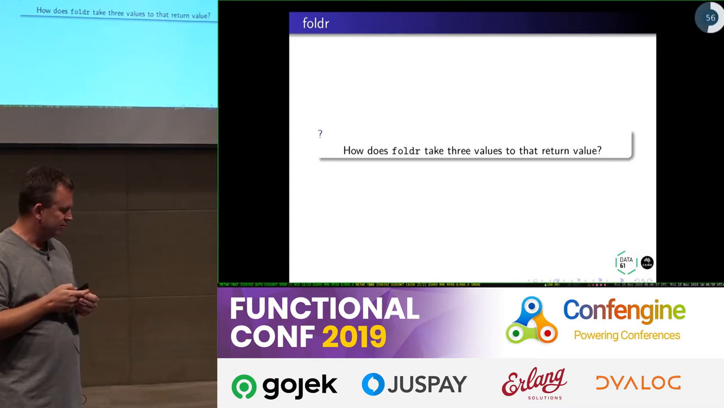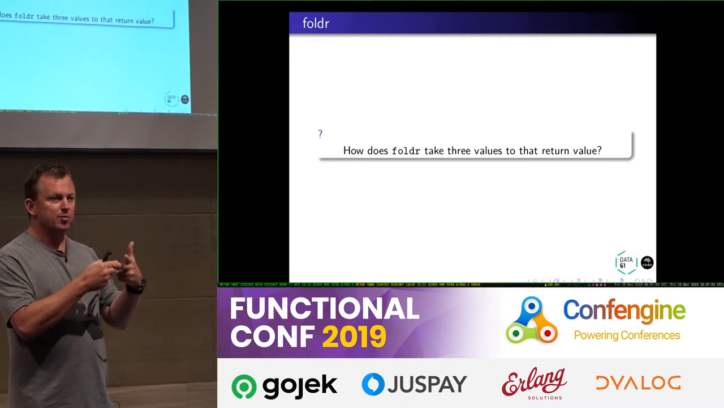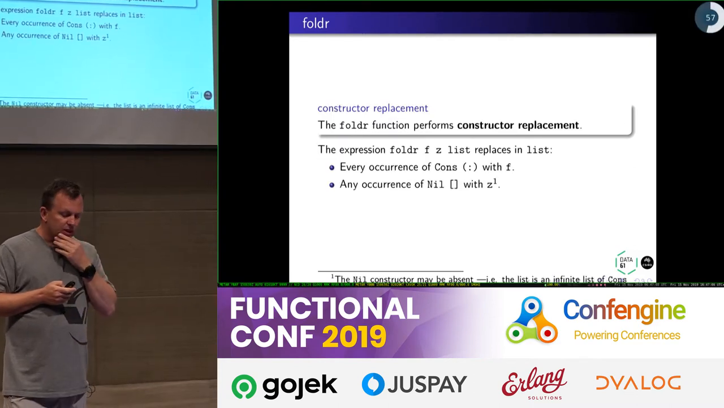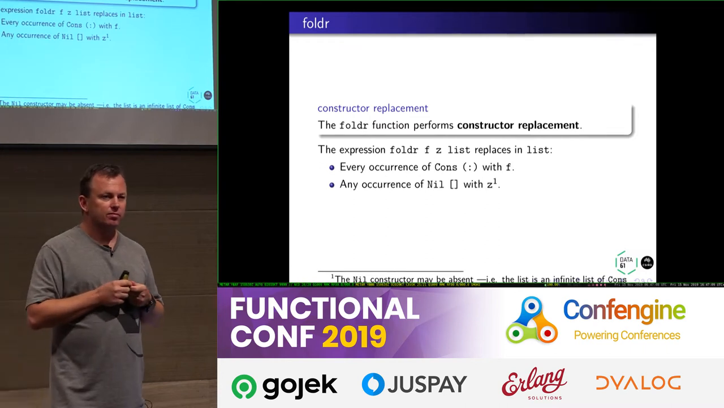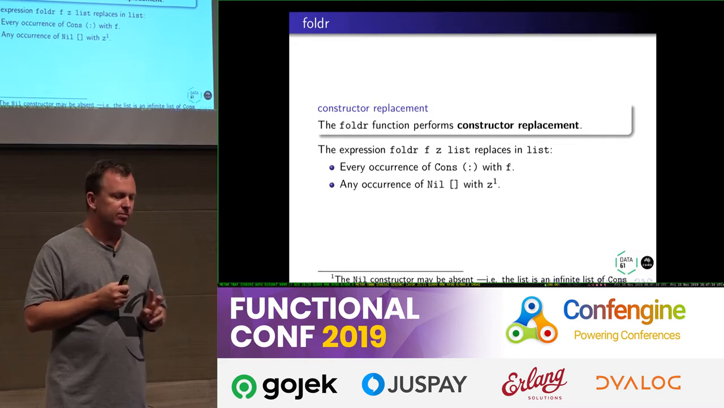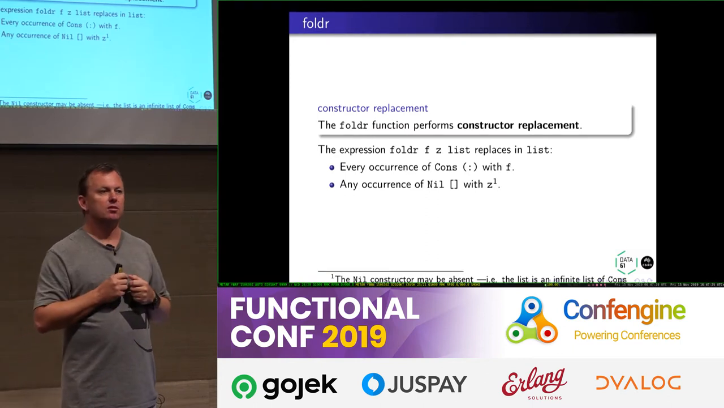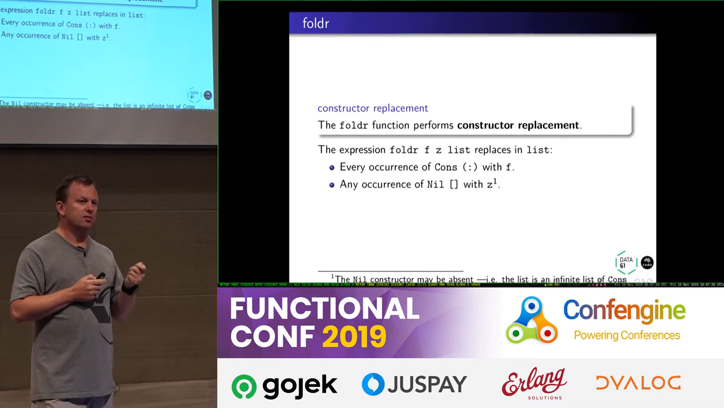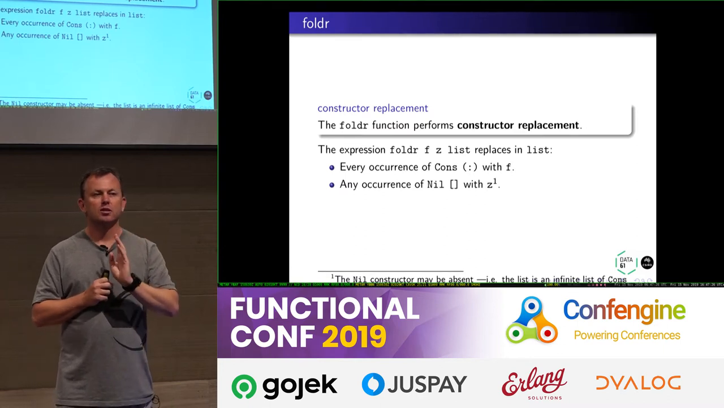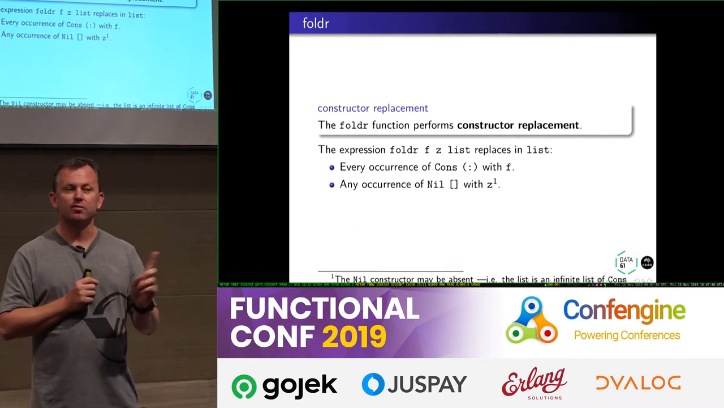What does it do? How does it take that function, that B, and that list, and give me a B? It performs constructor replacement. So constructors, remember, are nil and cons. They are the two things that construct lists. The expression fold right with the function f z on a list will go through that list in no particular order and replace every cons with f and nil with z, if it sees a nil, which it might not, because it might be infinite.